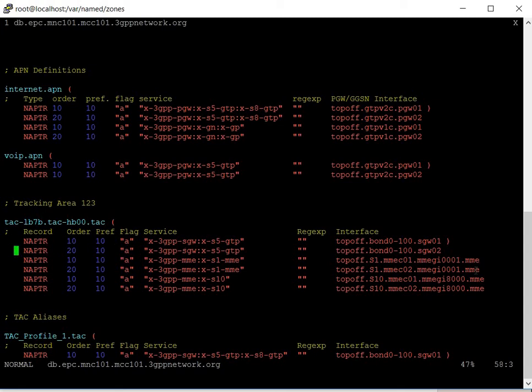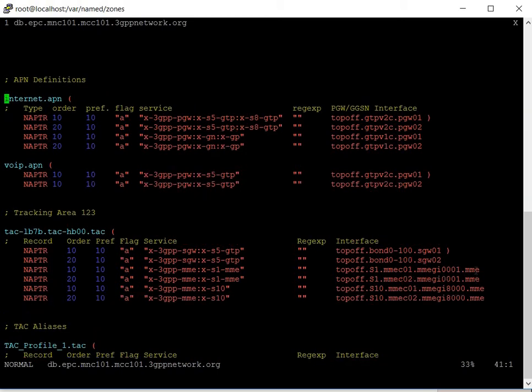So I've defined active-passive with these order statements 1, 2, 1, 2, 1, 2 for the tracking area for all three types of services. And I'm doing something similar up here for Internet, for the Internet APN and a VoIP APN. So for the Internet APN I've defined, and I've said there are two types of PGW records that can support these services. XS5 GTP for the PGW, XS5 GTP for the PGW second row, and XS8 GTP for the S8 roaming interface.